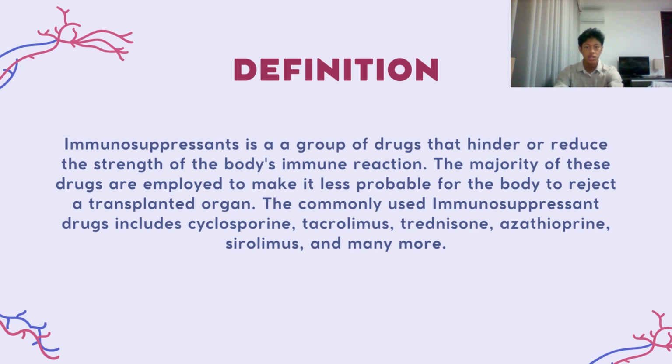Okay, so definition. Immunosuppressants are a group of drugs that hinder or reduce the strength of the body's immune reaction. The majority of these drugs are employed to make it less probable for the body to reject a transplanted organ. The commonly used immunosuppressant drugs include cyclosporin, tacrolimus, prednisone, azathioprine, sirolimus, and many more.